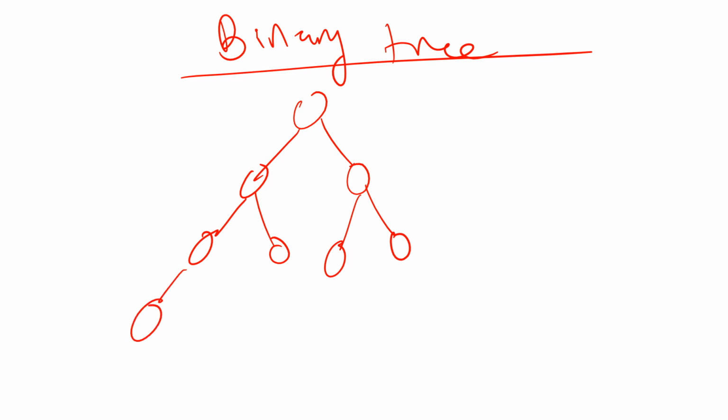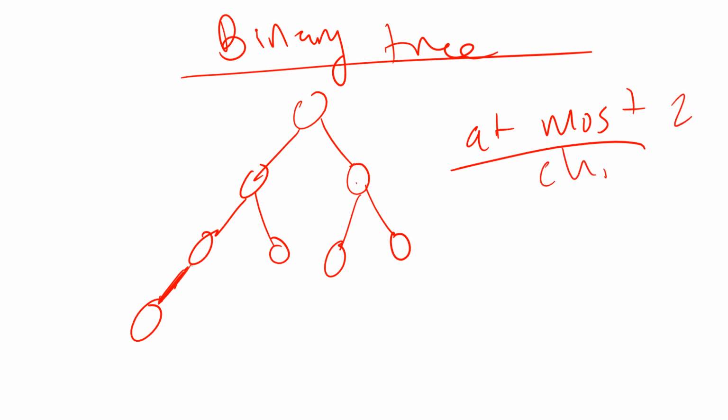And I'll draw it like this. I'm just making something up. So at most, again, you can see this one only has 1. This one has none, right? This one has 2. At most 2 children.